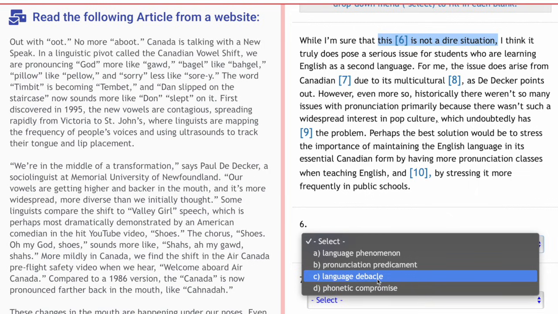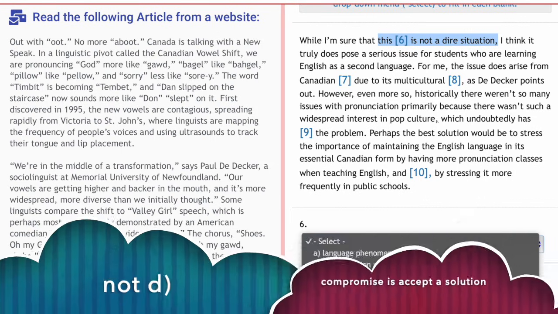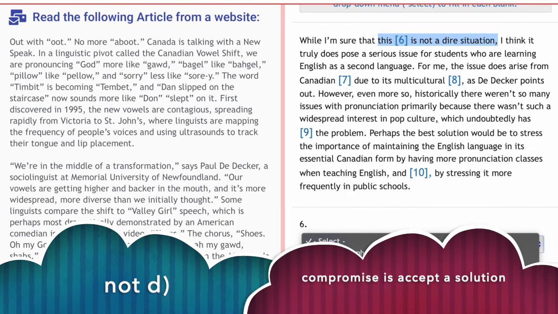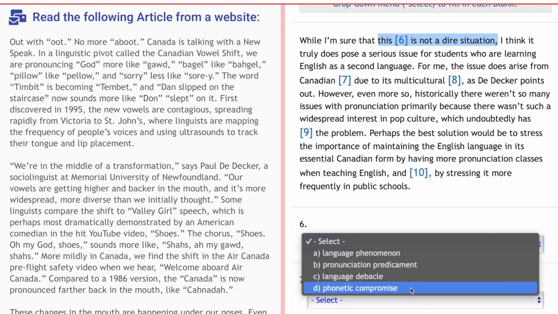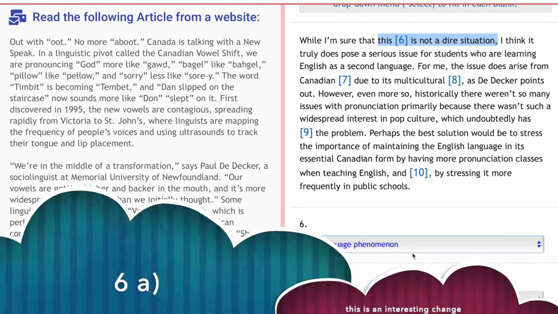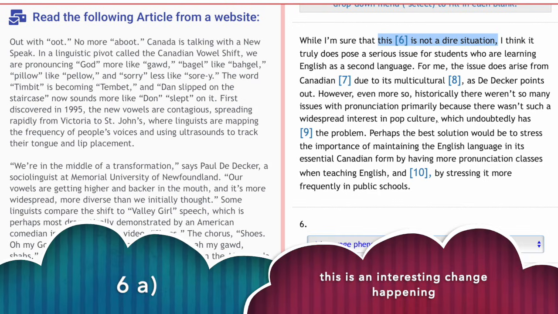Phonetic means sound, it matches with pronunciation, but not compromise. Compromise means me and you are talking about negotiating something. I say this, you say that. I say, okay, let's agree to this. That's a compromise, agreeing to something. But it is a phenomenon, something interesting happening. Okay?